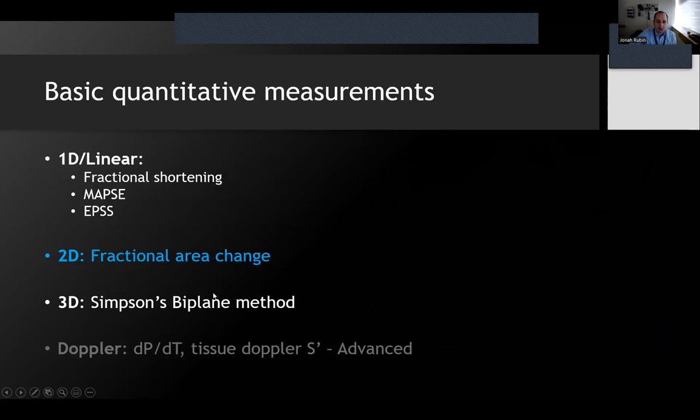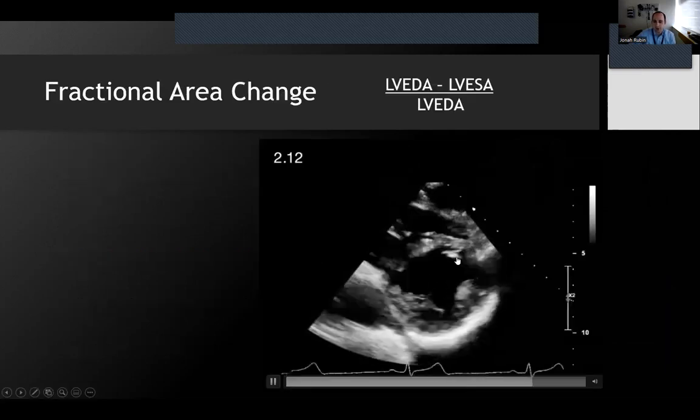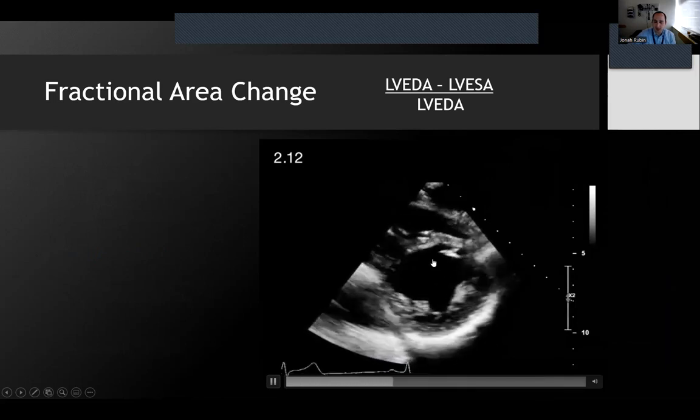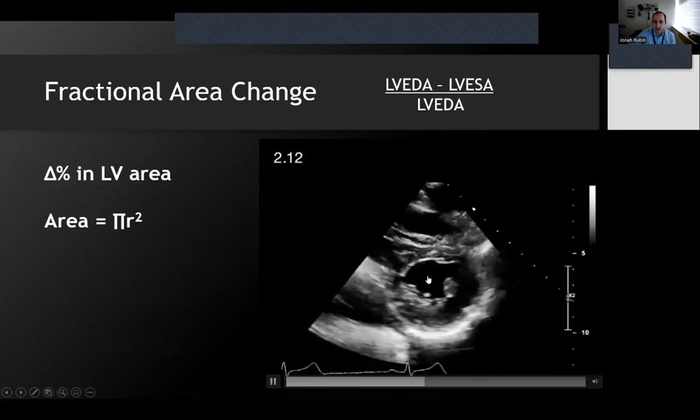I'm going to go through the rest of these very quickly because I don't think they're as helpful, but just to recognize that they're there. So instead of one dimension, you could do two dimensions. Instead of looking at linear change or fractional shortening, you could look at fractional area change. Same idea, it's only done in the parasternal short axis, but basically you get the percent change in the LV area.